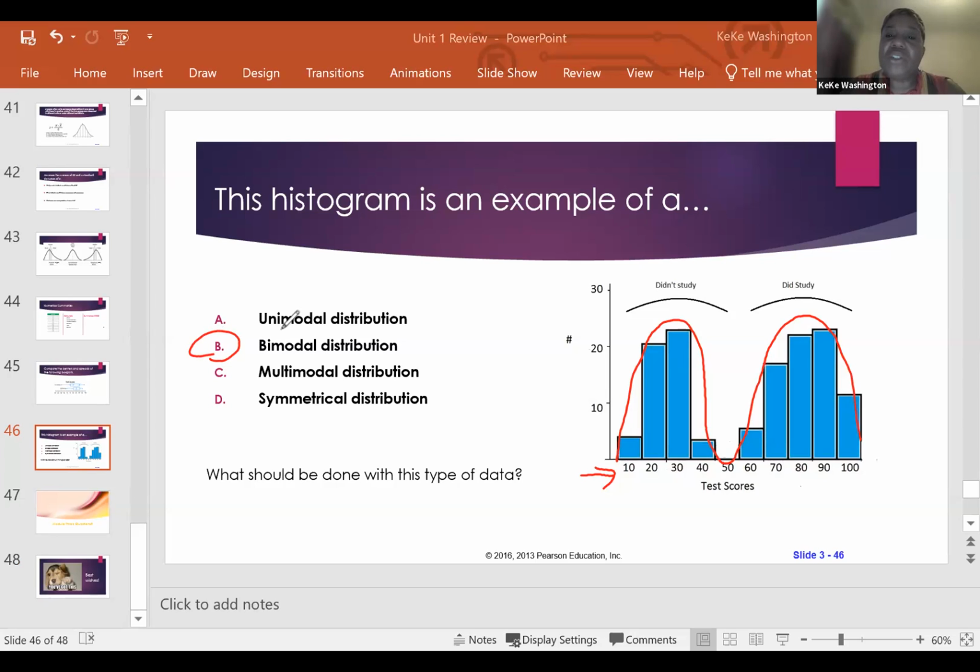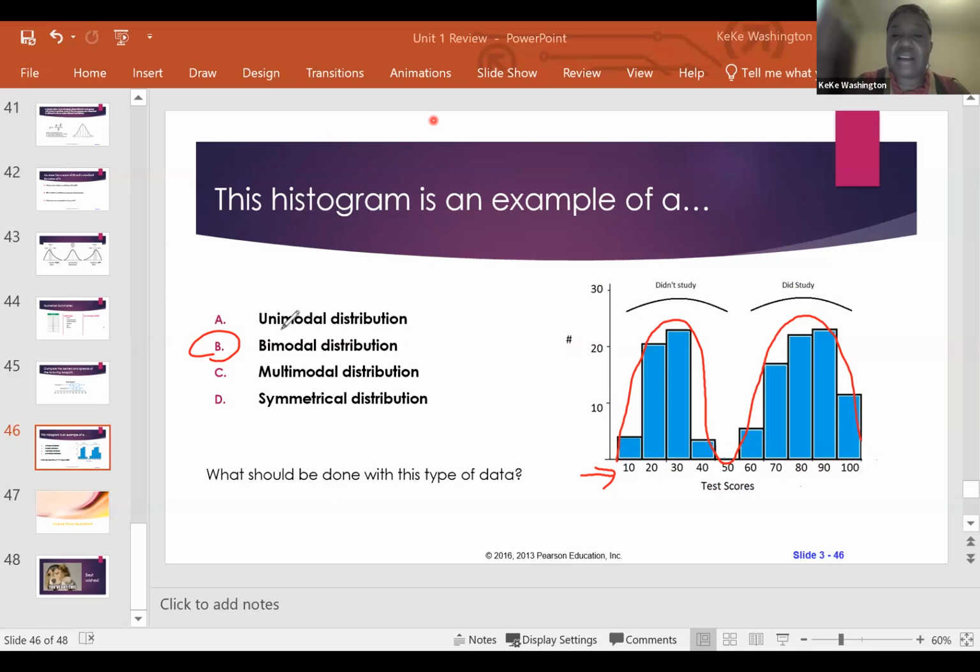For a bimodal distribution, a lot of times it represents 2 subgroups. So maybe there are 2 different groups that are part of the study, because if I'm randomly selecting, I should get a little bit of everybody, right? So if these are my test scores, then maybe this group of people didn't study and these did. So anytime you have a bimodal distribution, it is good for you to separate the data.